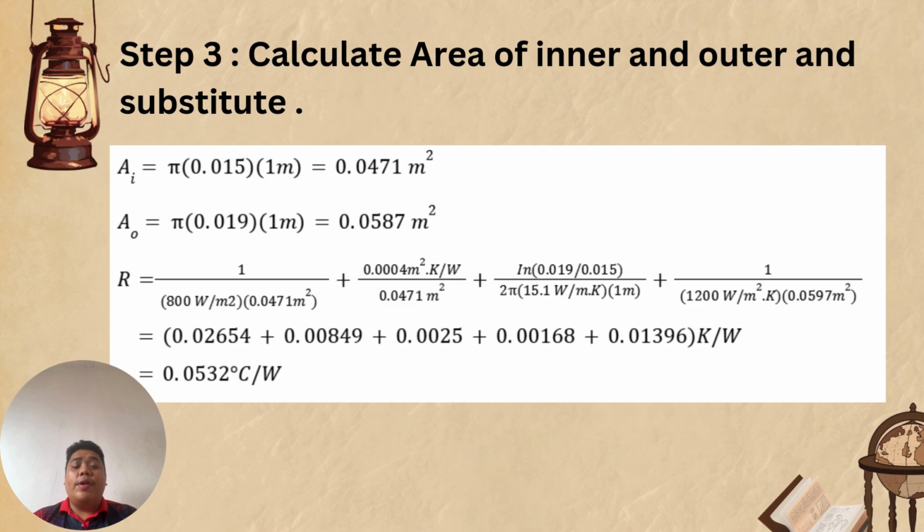After we decide what formula to use, we need to calculate the area of the inner and outer tube first, and then we substitute all available information into the equation. From this formula, we will get 0.0532 Celsius per watt.